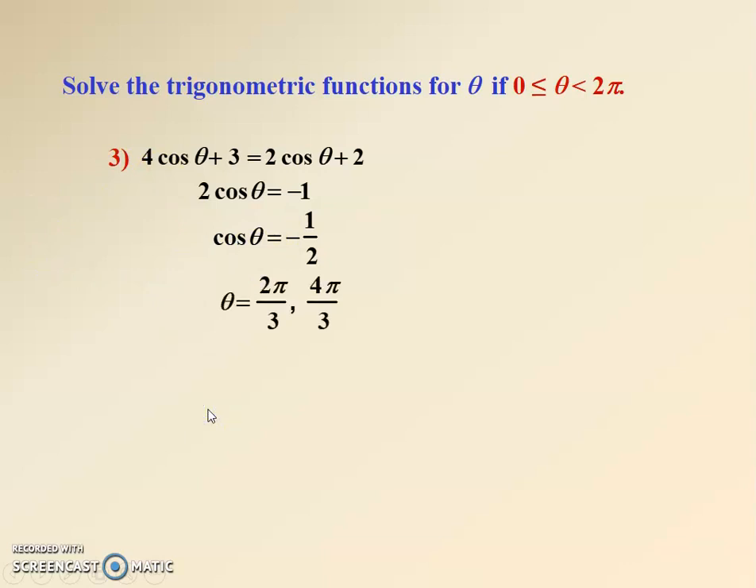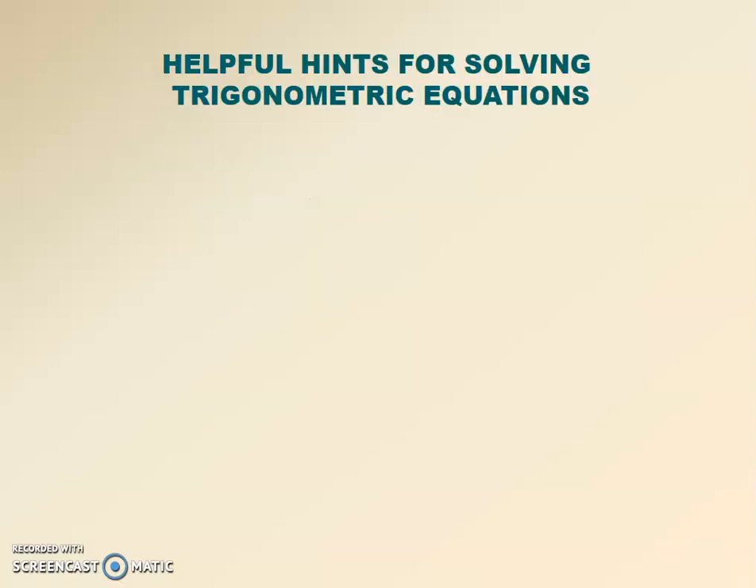My reference angle for that is pi over 3, or 60 degrees. So in the second quadrant, that's going to be 2 pi over 3, and in the third, it'll be 4 pi over 3. These are my 2 answers, so I'm done.